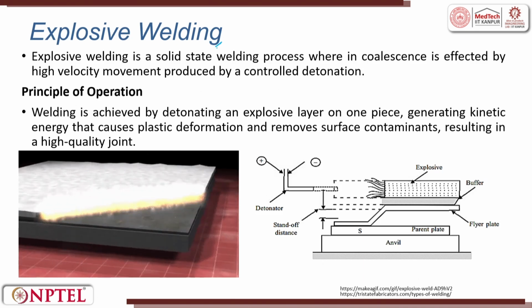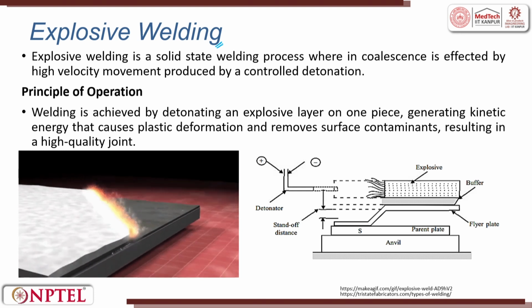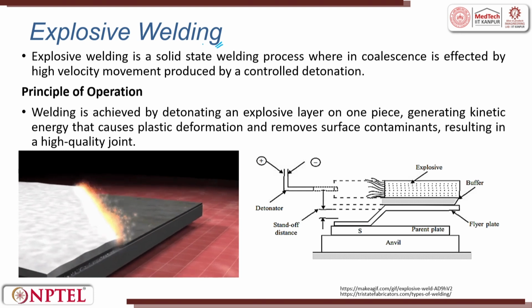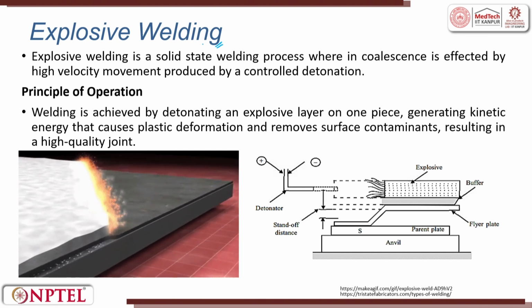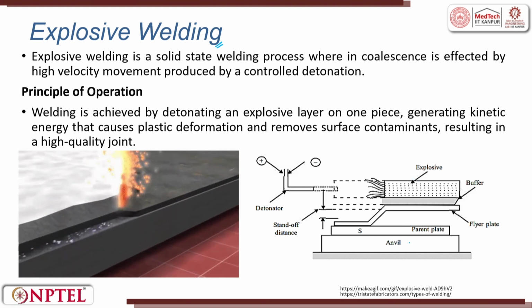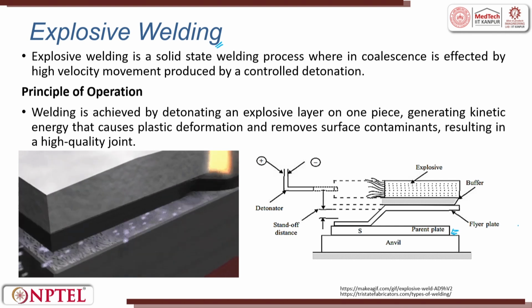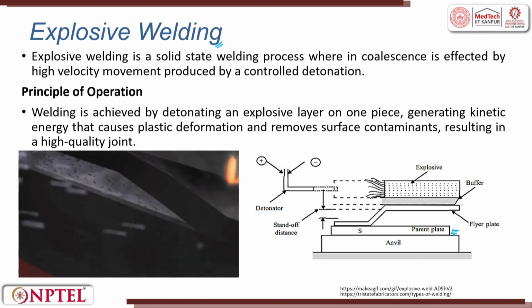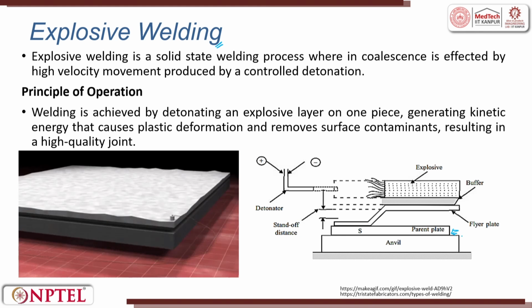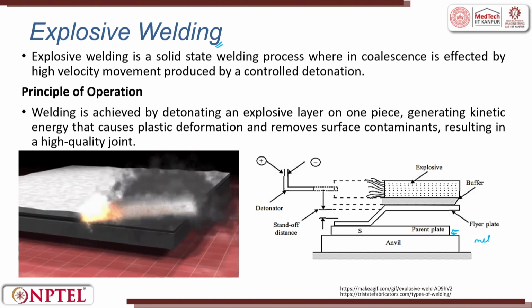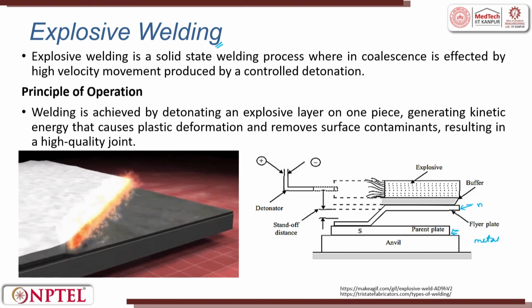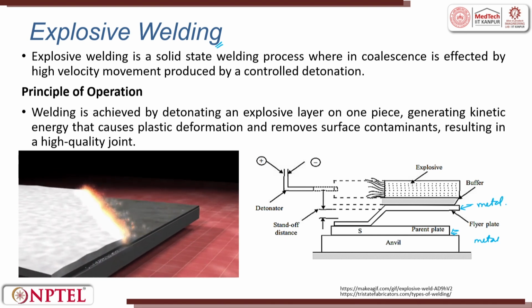The other process which is completely different is the explosive welding process. In explosive welding, we try to keep dissimilar materials. You can see here, this is a parent plate, this is a fly plate. There are two plates, that is the base plate of one metal, and this can be the other metal. Same material or dissimilar material.